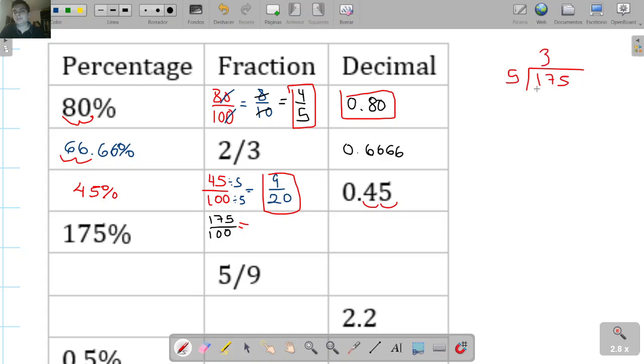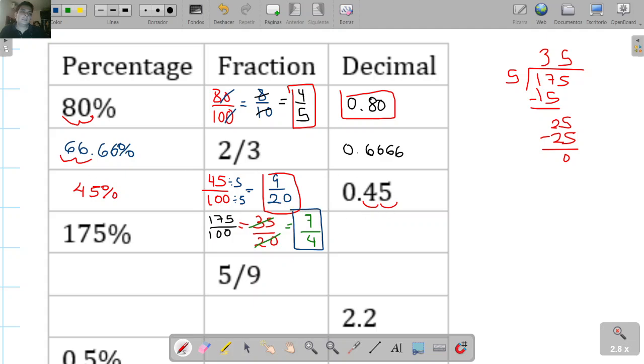5 times 3 is 15. We have 2, we take down the 5. 5 times 5 is just going to be 35. It's an exact division. So we can simplify this by 5 and by 5. This is 35 and this is 20. Again, we can divide it by 5, it will be easier. Divided by 5 is just going to be 7. And this is going to be 4, so we have 7 fourths here as an answer.